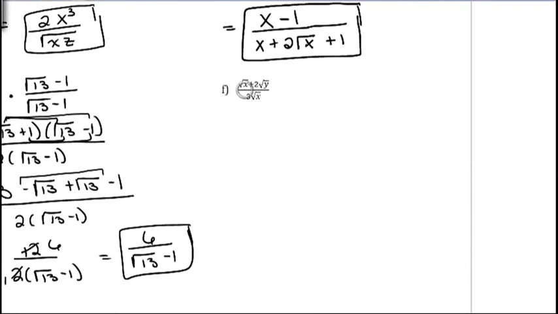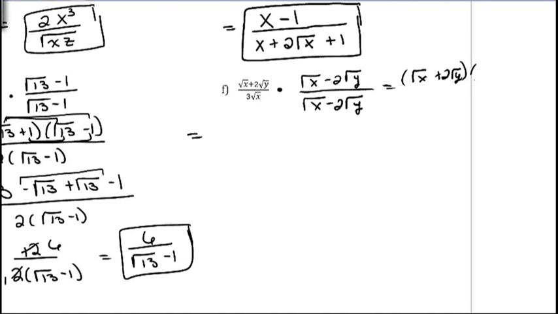And our last example, square root of x plus 2 square root of y over 3 square root of x. So we're multiplying by the conjugate of our numerator, square root of x minus 2 square root of y. And we're going to do FOIL. Square root of x plus 2 square root of y times square root of x minus 2 square root of y over 3 square root of x times the quantity square root of x minus 2 square root of y.